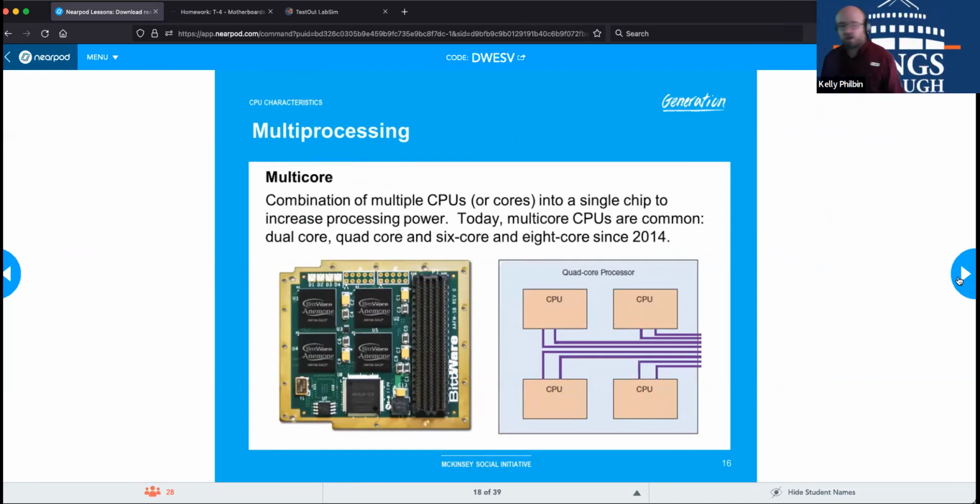All right. So multi-core is the combination of multiple CPUs or cores into a single chip to increase its processing power. Inside of this main chip right here, you'll have 4 CPUs within it, or 4 cores, as they call it. It is extremely common to have multi-core processors at this point in time.